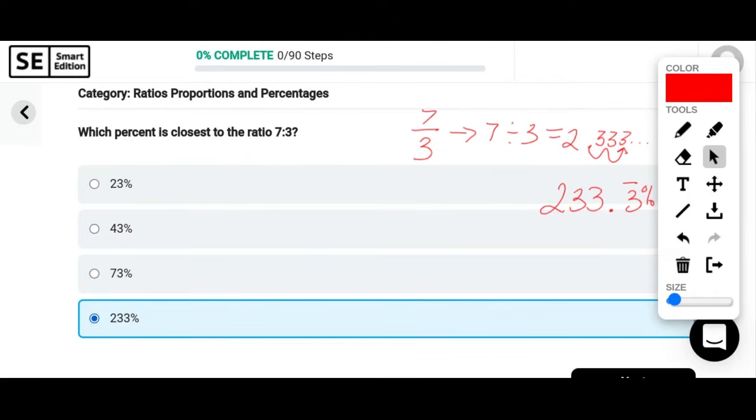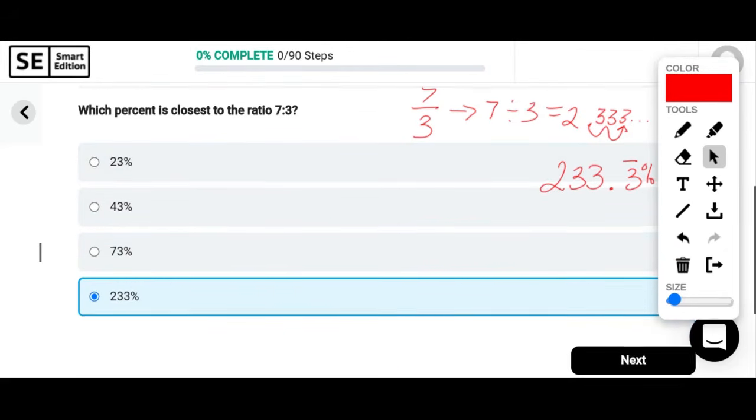So I'm going to choose the option that's closest to that, which would be 233. So just another thing to note for this question is that 7/3 as a fraction is greater than 1. So when you have 1, that is the same thing as 100%. Okay, so 1 is equal to 100%. Greater than 1 would have to be greater than 100%. So the only option that even makes sense here would be 233%.